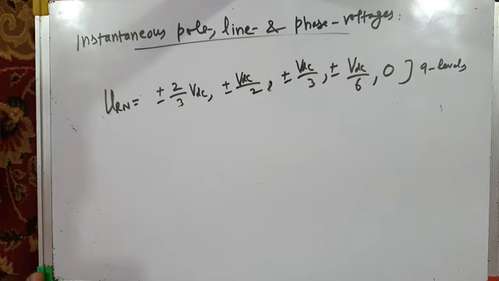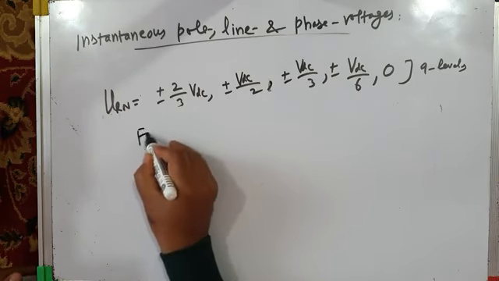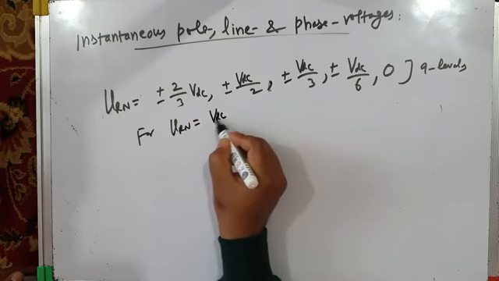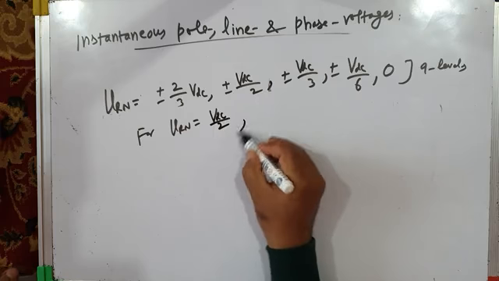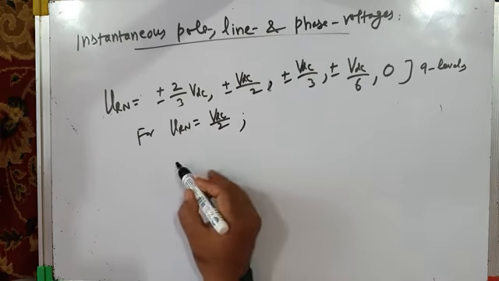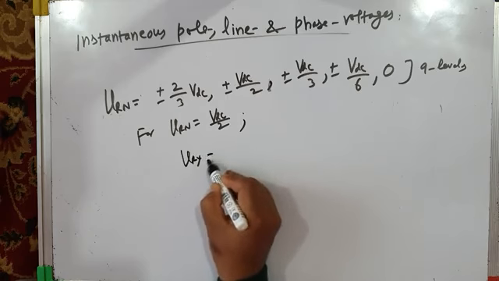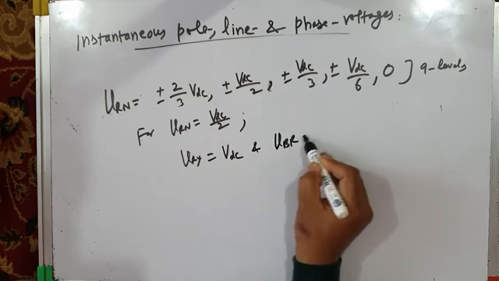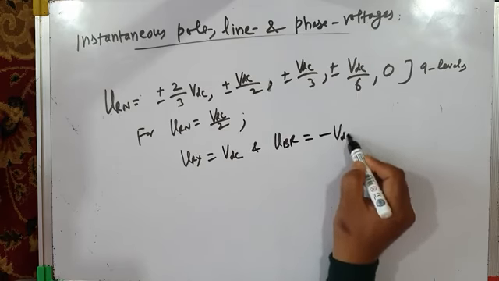On the other hand, for VRN equal to VDC by 2, you have more possibilities. For example, VRY should be equal to VDC and VBR should be equal to minus VDC.